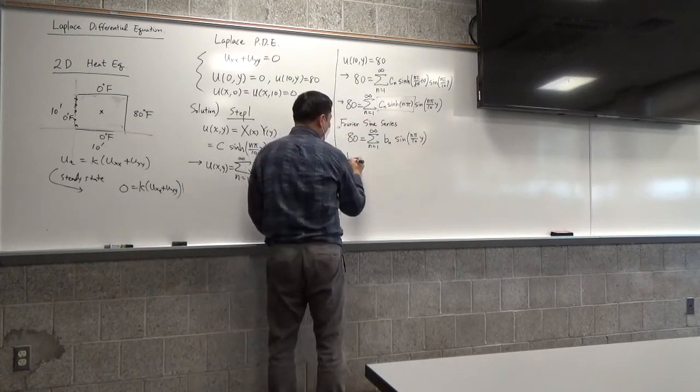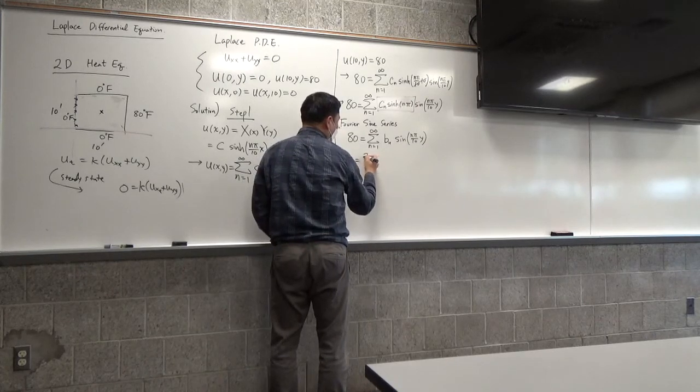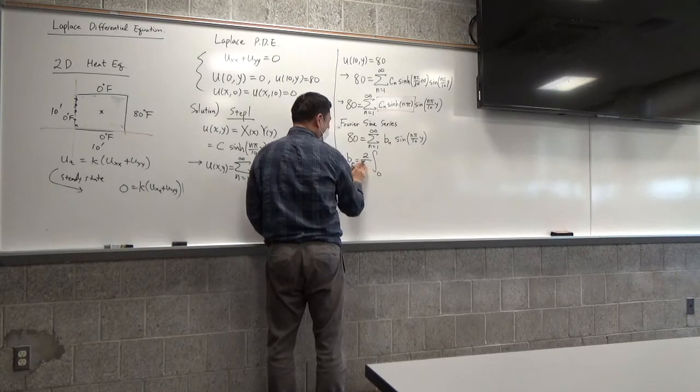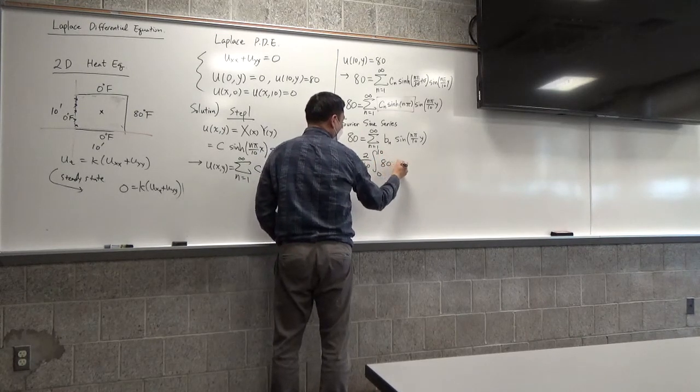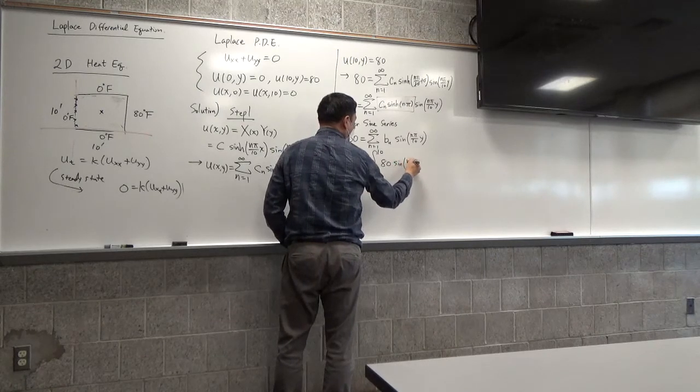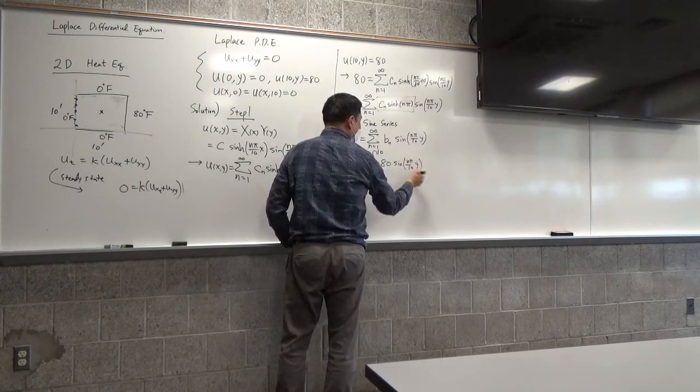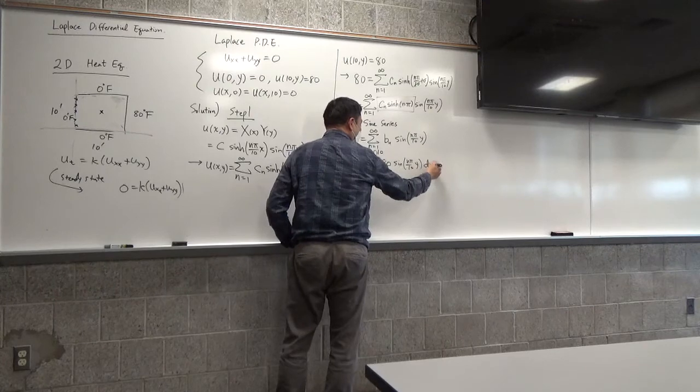If we compute b_n by the formula 2 over L integral from 0 to L, but L is 10, right? So I put 10 here, 10 there, 80 times sine of n pi over 10 y. And because it's a function of y, we have to integrate by y.